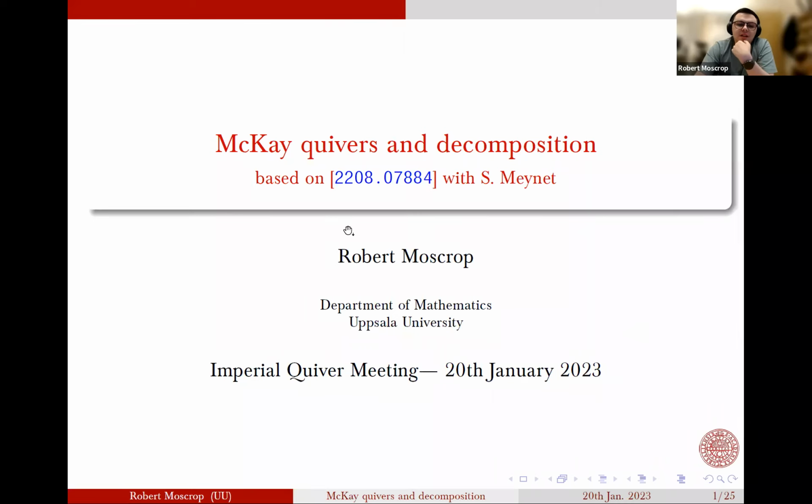So, as mentioned, I'm going to be talking about McKay quivers and how this recently resurging field of decomposition gives us a way of better describing McKay quivers. This talk is primarily based on this paper, which I had out in August with Shani Mainet, who's currently a postdoc here in Uppsala. So before I get into any really technical details, let me go through the motivation of why we did this work and what we're trying to show today.